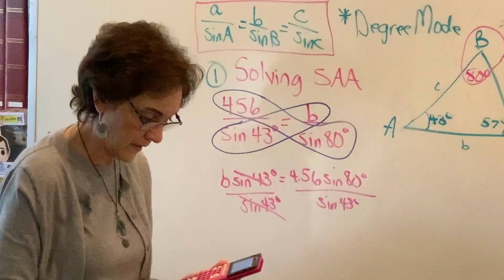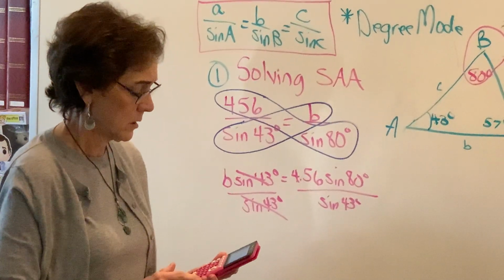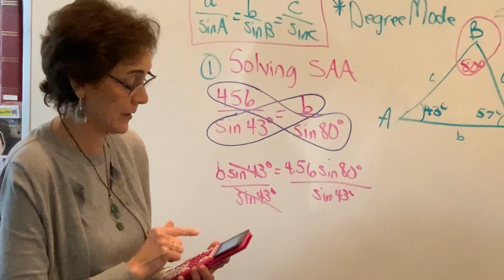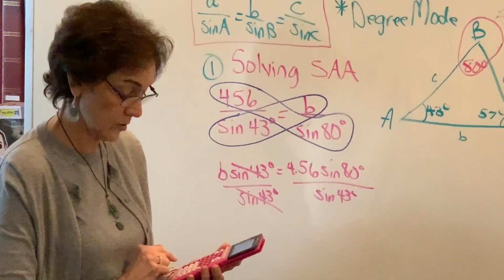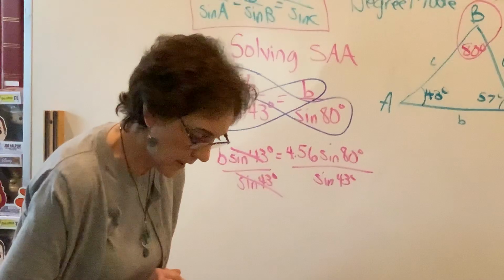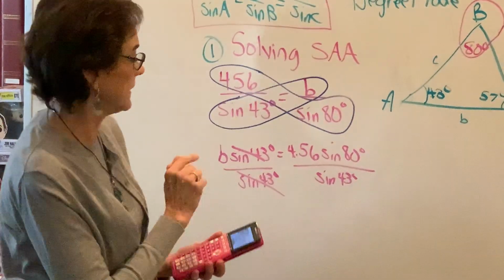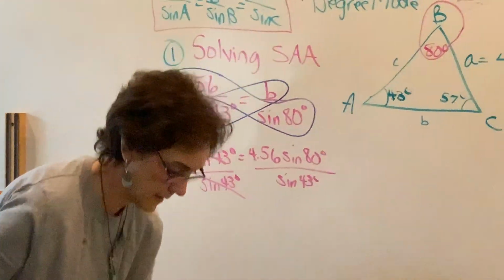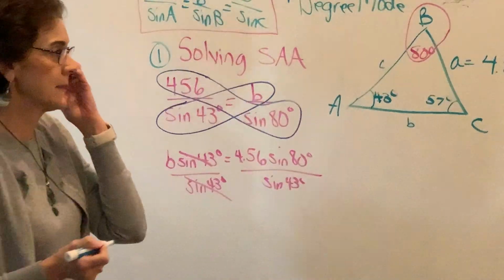And what you will find, okay, that is not the right answer. I don't know what I did. Hold on just a minute. Okay, I'm in the right mode. Let's try it again. Because I've already done it, and I should be getting, this is for B, we should be getting 6.6.